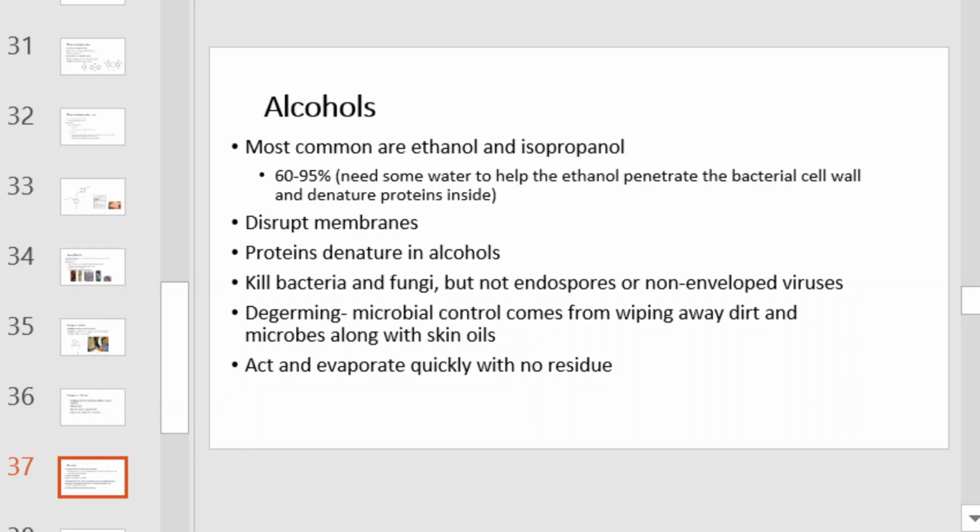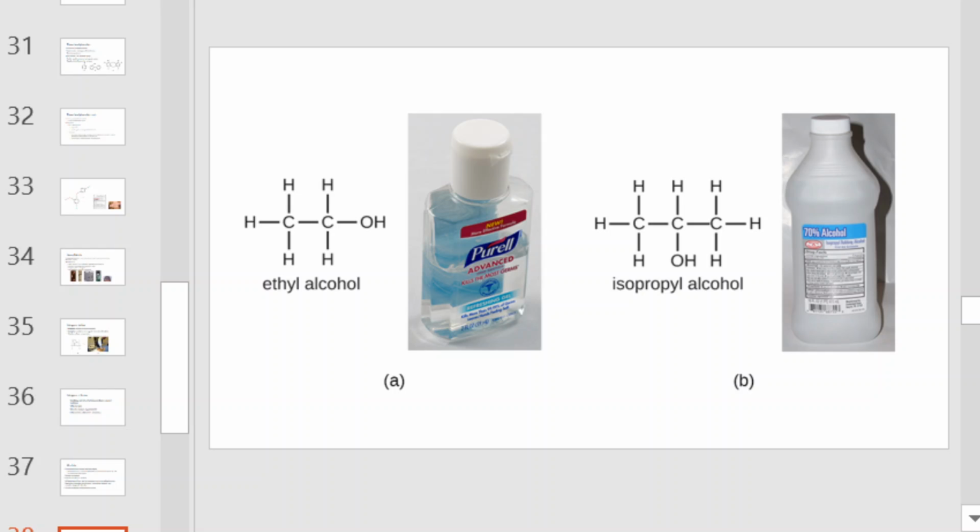Alcohols are good for degerming. The microbial control comes from wiping away dirt and microbes along with skin oils. They act and evaporate quickly and leave no residue. Alcohols are commonly found in things like hand sanitizer.